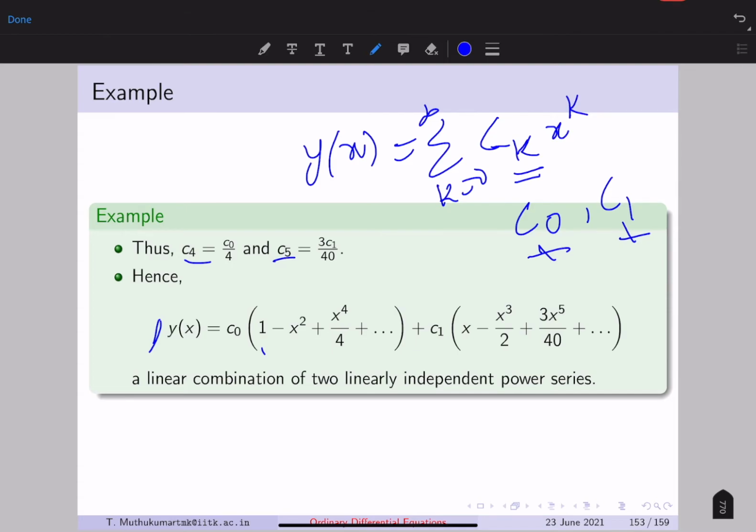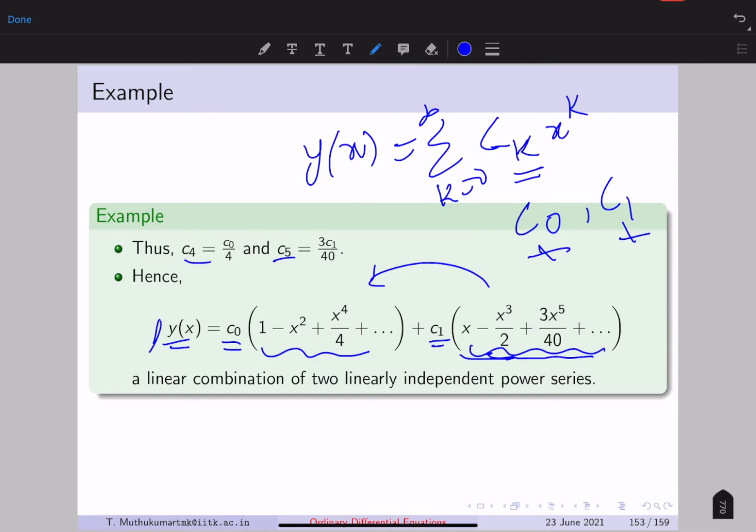And here you see this is a power series, and they are linearly independent because they are not constant multiples of each other. You cannot multiply a constant to this series and obtain that series. So these are linearly independent series. And you have Y as a linear combination of two linearly independent series, which means this is the general solution. Thus we have verified the theorem.